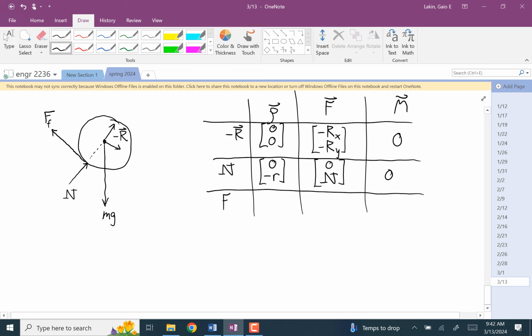Then the force of friction: the r vector is 0, negative r. The force vector is negative Ff, 0. And so the cross product is negative r Ff.